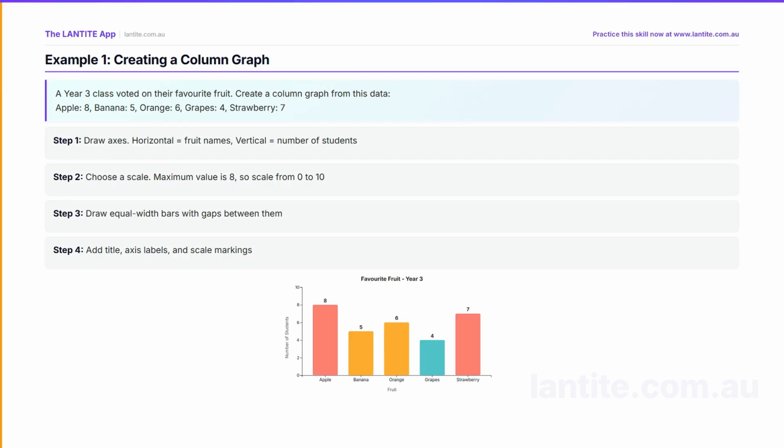Step 3. Draw equal width bars with gaps between them. Step 4. Add a title. Label both axes and put scale markings on the vertical axis. Notice the bars are the same width, evenly spaced, and the scale starts at 0.